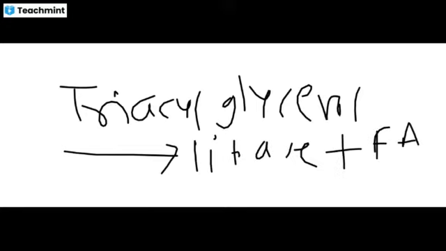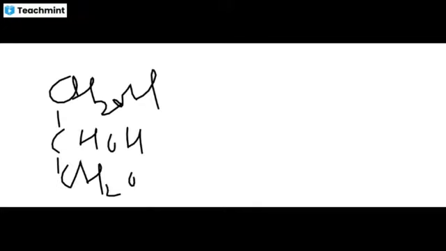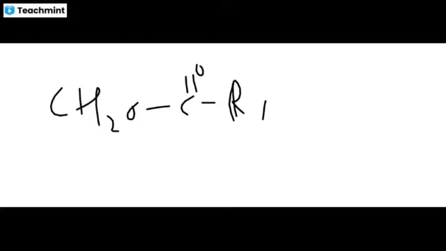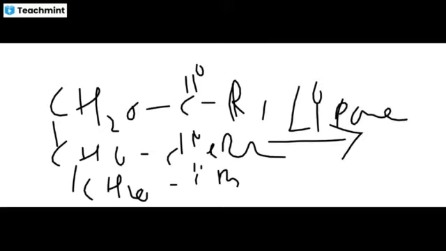So the structure of triacylglycerol: CH2OH, CHOH, CH2OH. This is glycerol, but when it is combined with fatty acids, triacylglycerol is like this: CH2O C double bond O R1, CHO C double bond O R2, CH2O C double bond O R3. Now this triacylglycerol is hydrolyzed by the enzyme lipase to separate the fatty acid chains.